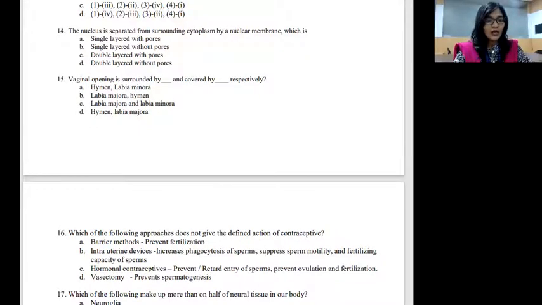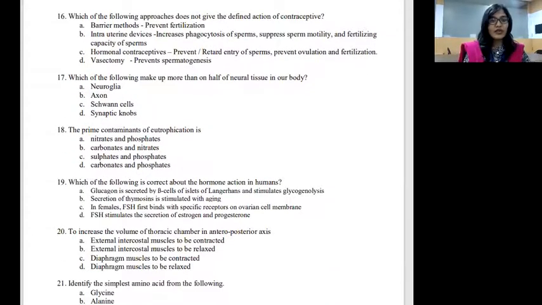Which of the following approaches does not give the defined action of contraceptives? What is contraception? It is a method used to prevent pregnancy after sexual intercourse, right? Barrier methods do not let the sperm and the egg come in contact with each other. If sperm and egg contact each other, fertilization will take place. So we are going to prevent the fertilization. Is it a correct statement? But the question is which does not give the defined action. So this can be correct, so we cannot choose this option.